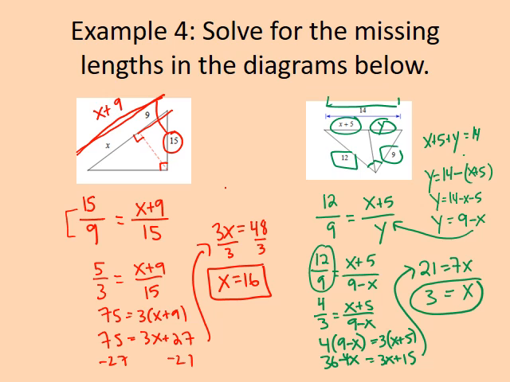Now it's important that you always look to see if you have three similar right triangles or you have an angle bisector, because they look similar, but they're not the same. No pun intended.